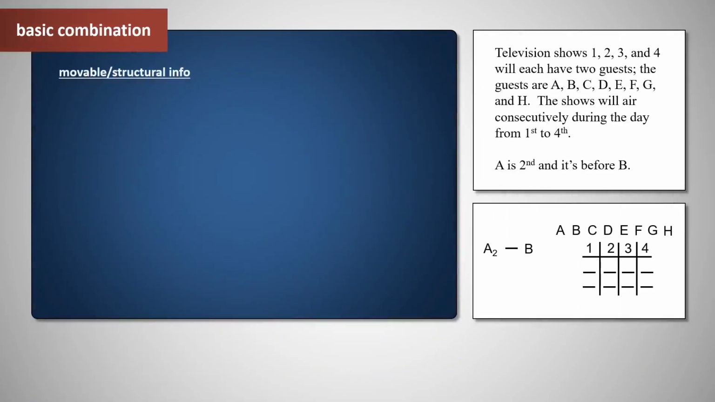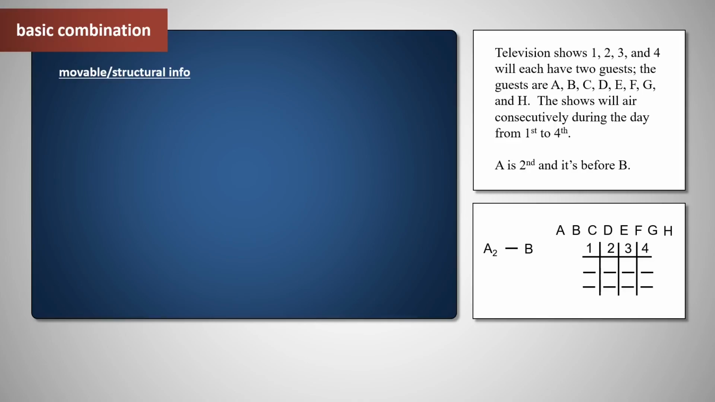In terms of the movable structural information, we have our game on the right. So we've got television shows 1, 2, 3, and 4, and each show has 2 guests. The guests are A through H, and the shows will air consecutively during the day from 1st to 4th. And A is second, and it's before B.